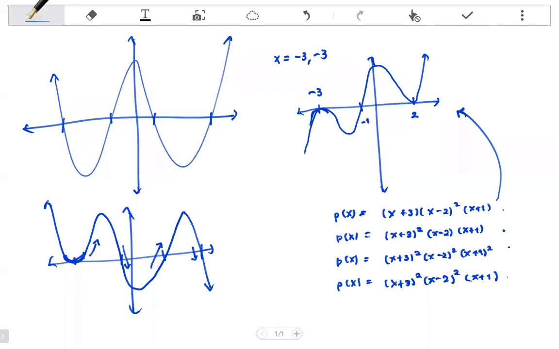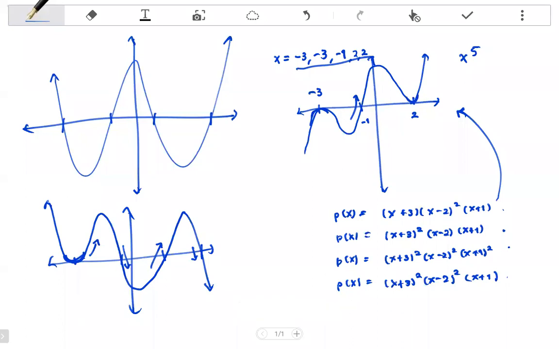So let's write down our solutions at the top. Negative 3 and negative 3. Let's see. At negative 1, it just goes through, so it doesn't bounce. We only have one solution. And we're going on. At 2, it bounces, so we have two zeros of 2. So these are our five solutions, which means that we have an x to the fifth graph, right? Five solutions means x to the fifth.